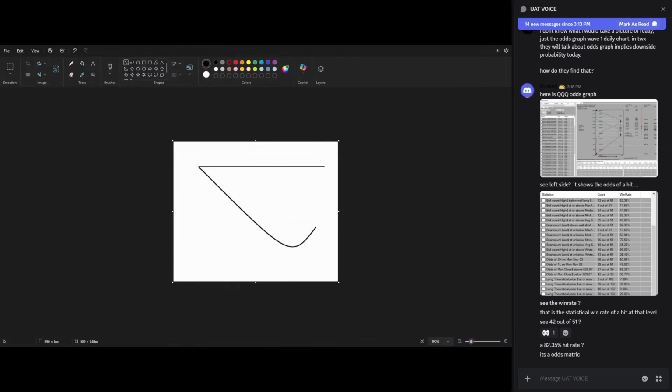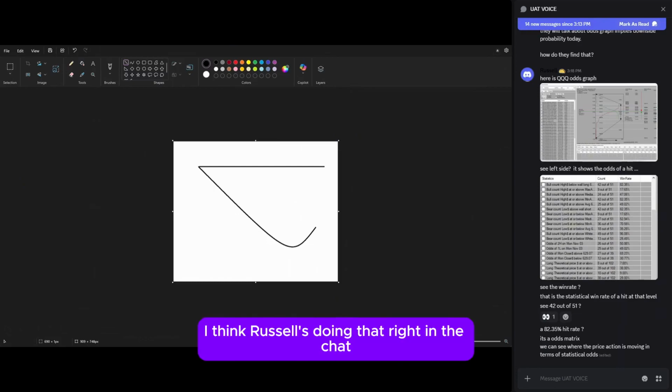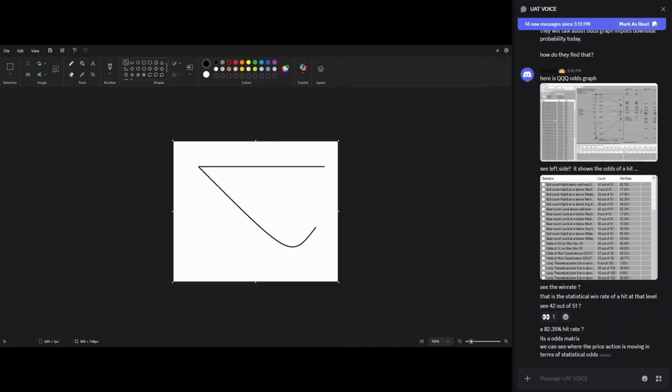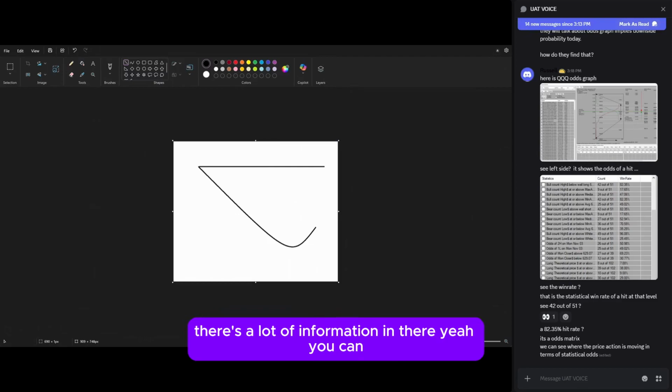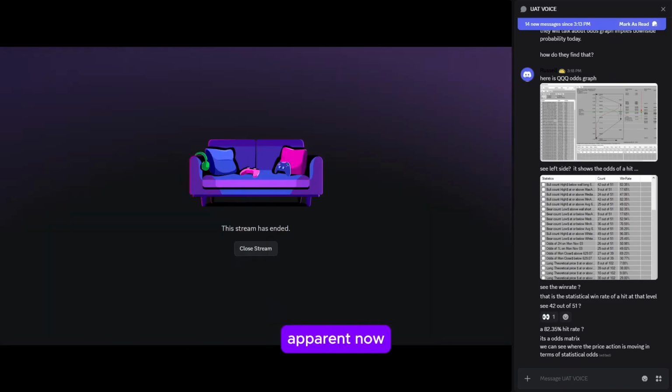Can you show how to read the odds graph, implied volatility? I think Russell's doing that right in the chat, but we'll go over that. I've been showing it a little bit as you've been talking, because there's a lot of information in there. Yeah, you can show it. Maybe he'll understand. I'll go on Google that. It's a little more apparent now.